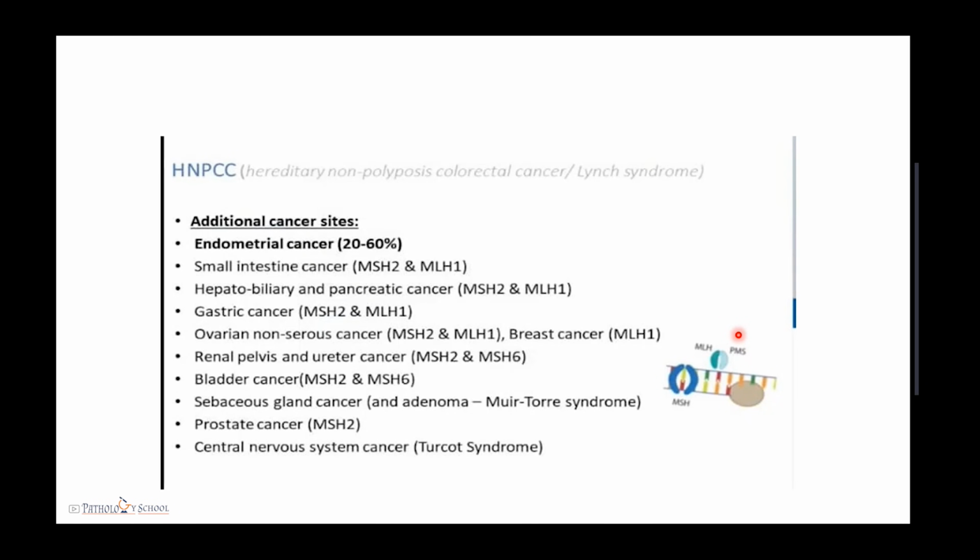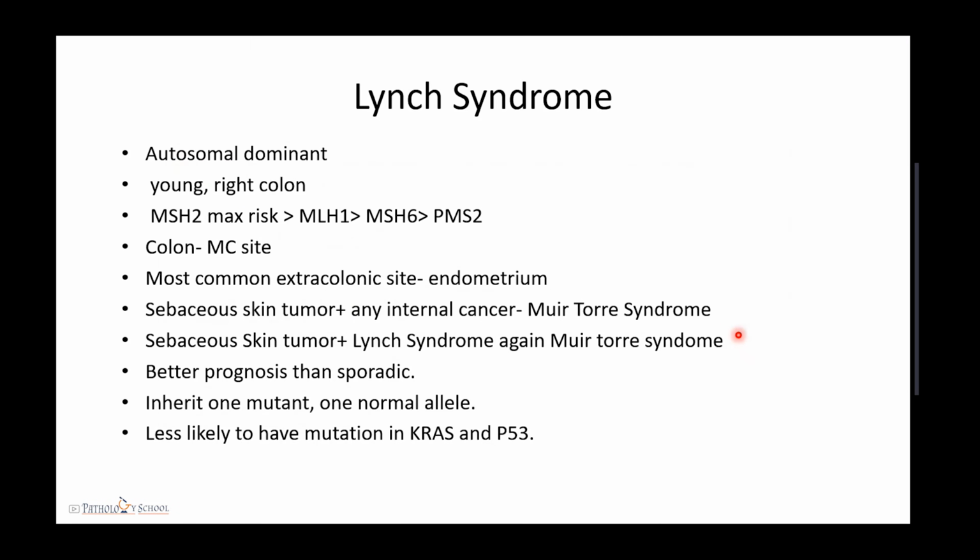And breast cancer, MLH1. Renal pelvis and ureter cancer, MSH2 and MSH6. Bladder cancer, again MSH2 and MSH6. So renal, ureter and bladder, MSH2 and MSH6. Sebaceous gland cancer, Muir-Torre syndrome, prostate cancer, MSH2, and central nervous system cancer, that is Turcot syndrome.